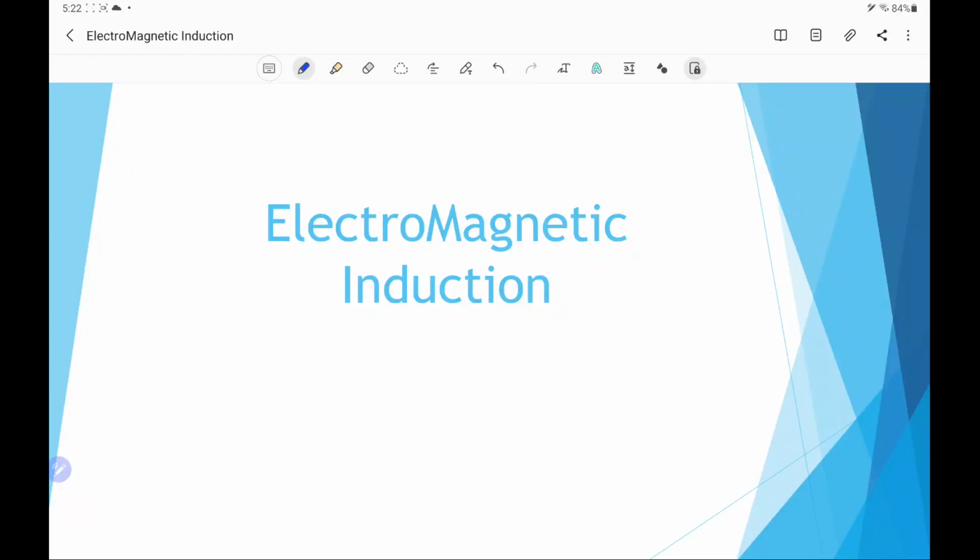Today we are starting a new chapter. It is electromagnetic induction. In short, we can write it as EMI, where E refers to electro, M for magnetic, and I for induction. We start with some definitions.